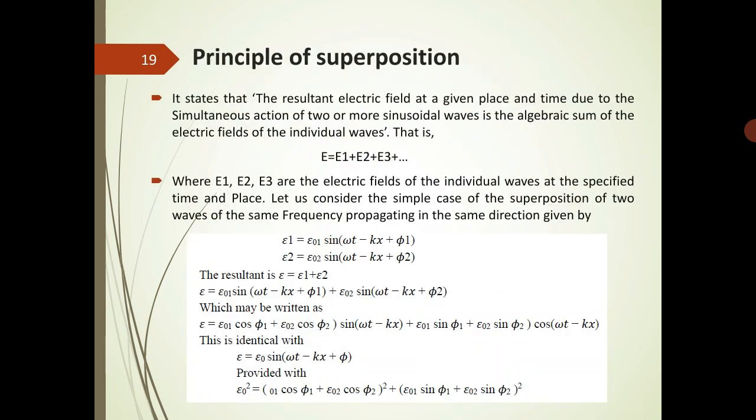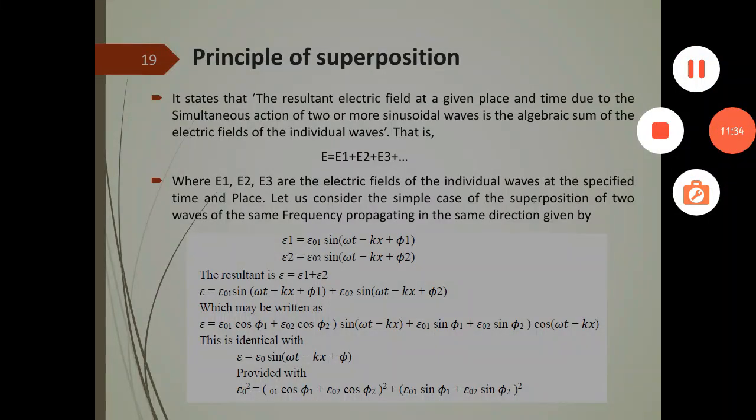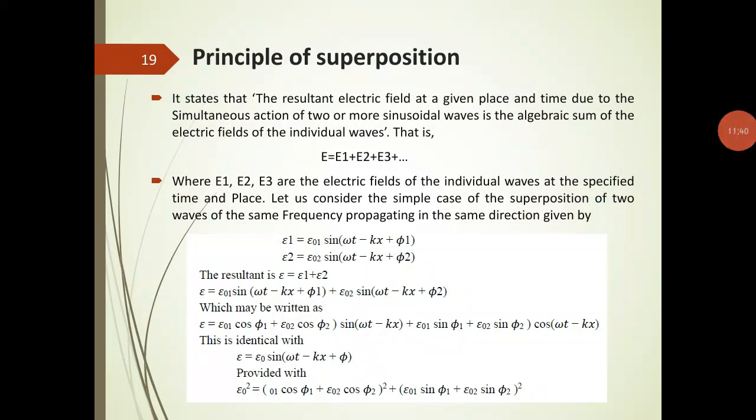Fine. And the next one is the principle of superposition. So we know what is meant by an electric field and how to calculate it. The principle of superposition states that the resultant is a sum of individual signals. So I am finding the electric field of the individual signals, and I am summing two or more signals to find the resultant electric field. So E is equal to E1 plus E2 plus E3, and it goes on. These E1, E2, E3 are the electric fields of the individual waves at a specified time.